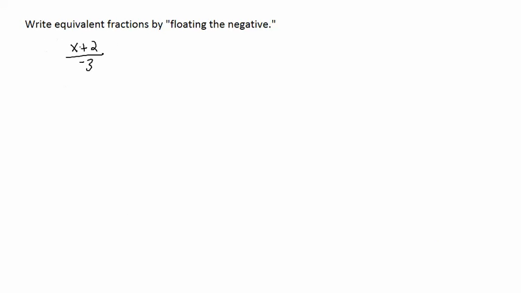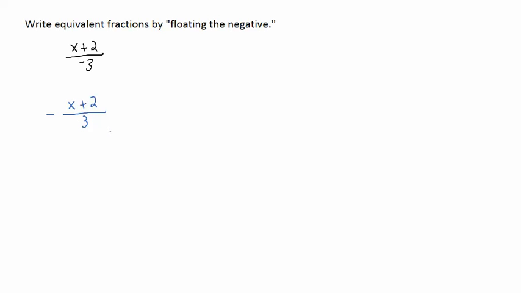Okay, so now I have this rational expression. There's a variable x there, of course, and I want to write this fraction in equivalent ways by floating the negative. And so you can see the negative down here on the bottom. So I have a negative denominator. We typically don't like that. So what we're going to do is float the negative to the front. So negative, and then the fraction next to it. So that's an equivalent fraction to the one we started with.